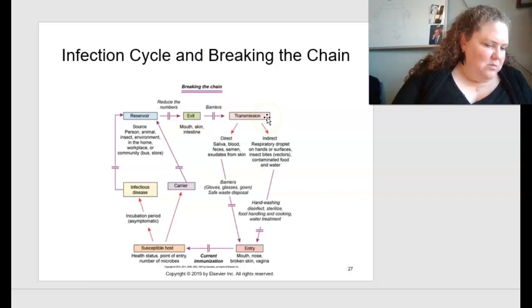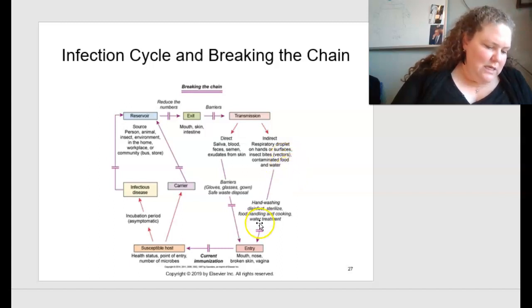And then the transmission can be either direct or indirect. The direct would be saliva, blood, poop, semen, exudates from the skin. And you can stop that with barriers such as gloves, glasses, gowns, and safe waste disposal. The indirect contact can be respiratory droplets on hands and surfaces, insect bites, which are vectors, and contaminated food and water.